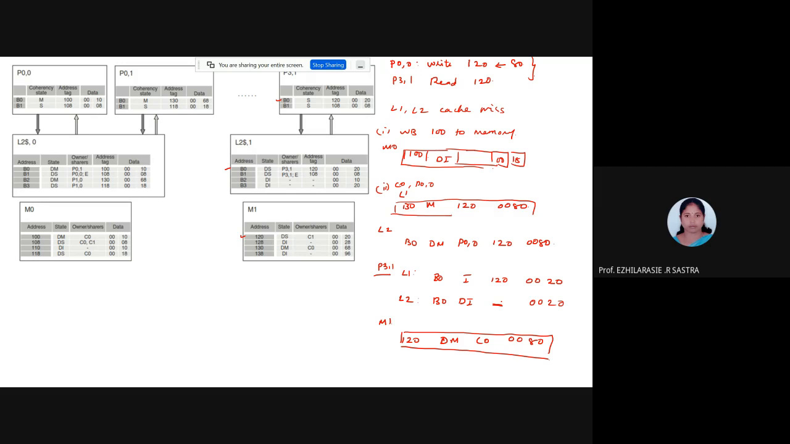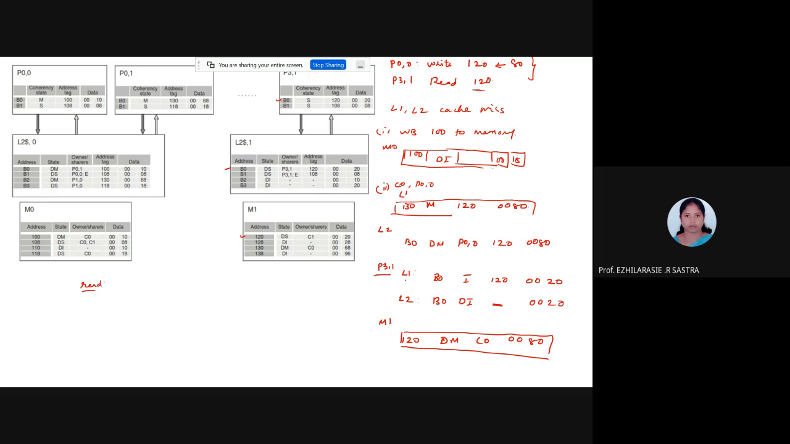Now, we need to read 120. So processor P3, 1 is reading 120. Now it will check. When it is checking 120, the final operation will be like this. When it tries to read, it will check this cache. So when it checks the cache, P3, L1, 120 is invalid.